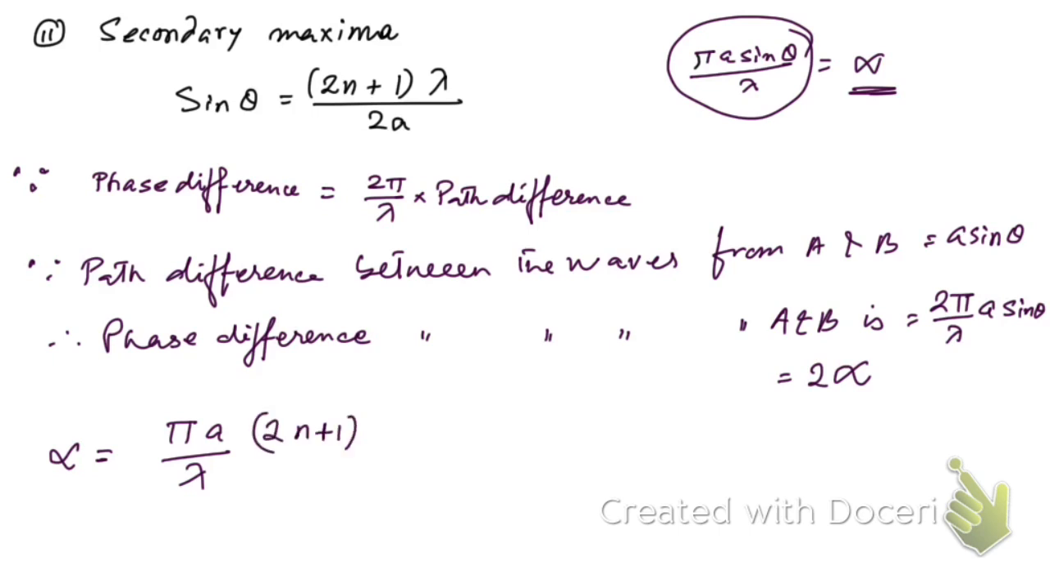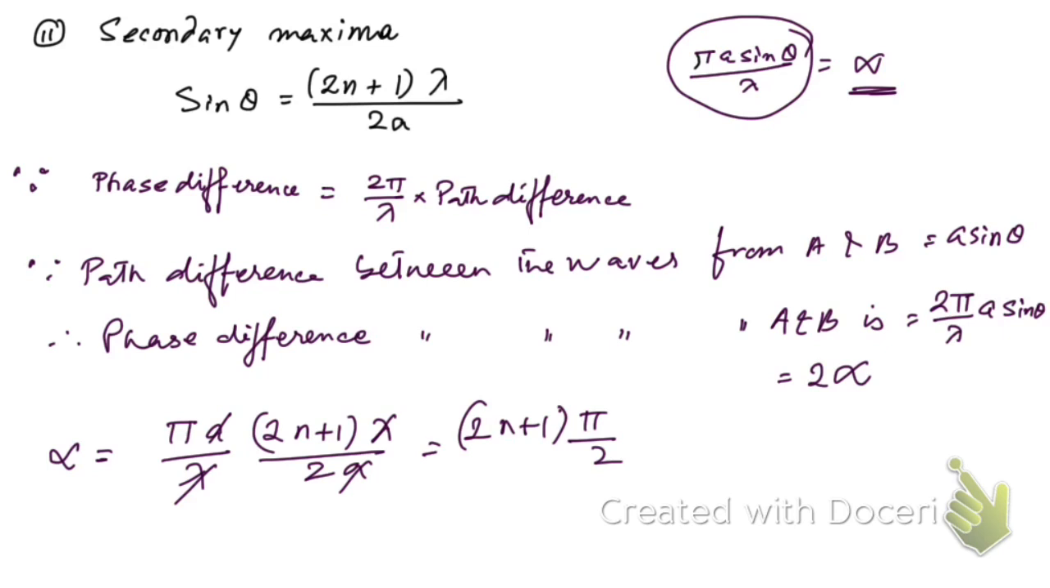2n plus 1, lambda by twice a. That's what we're going to have, right? So lambda cancels, then we end up getting 2n pi plus 1. Lambda is gone, and a also cancels, not only lambda, so here we're going to get pi by 2, right? Hope you have understood this.